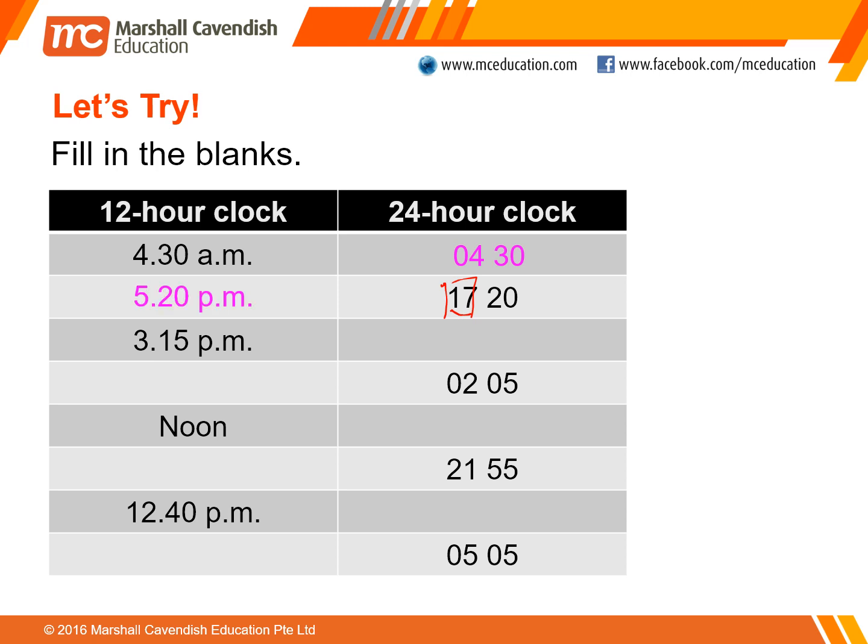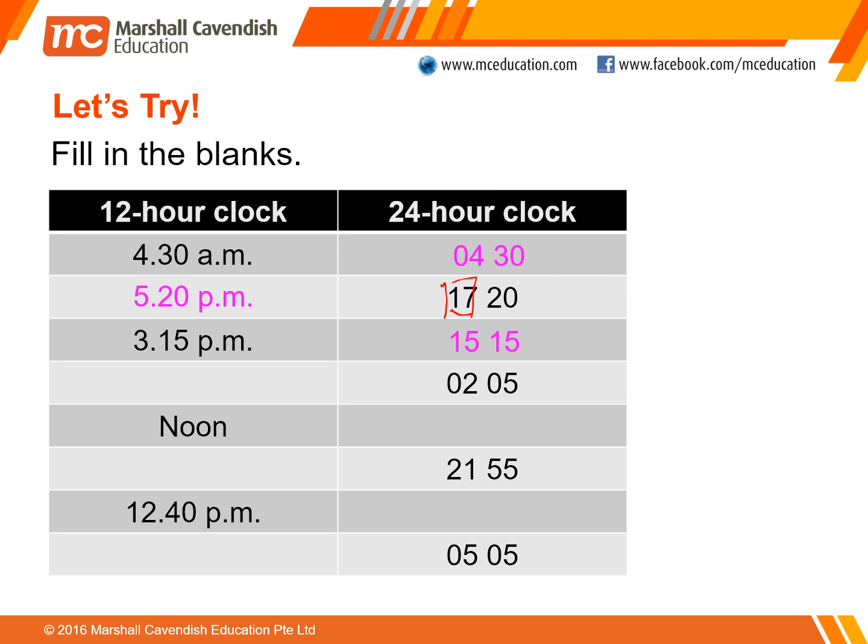If I have 3:15 p.m., what would be the time? Yes, you are right. PM means it's after noon, so I have to add 12 to my hour. 3 plus 12 is 15. So I will have 15:15 in the 24-hour clock.